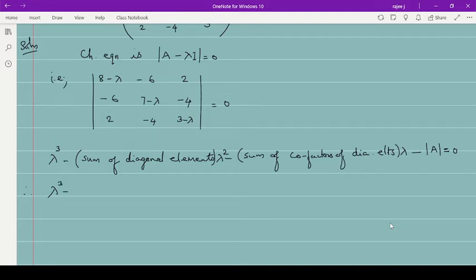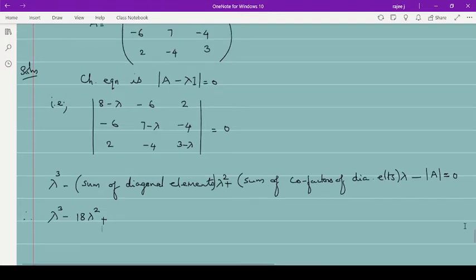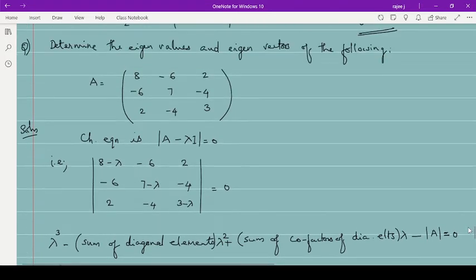Therefore lambda cube minus the sum of diagonal elements. Sum of diagonal elements means 8 plus 7, 15, plus 3, 18. So 18 lambda square, plus the sum of cofactors. Sum of cofactors means you will find the cofactor of 8, the cofactor of 7, and the cofactor of 3.